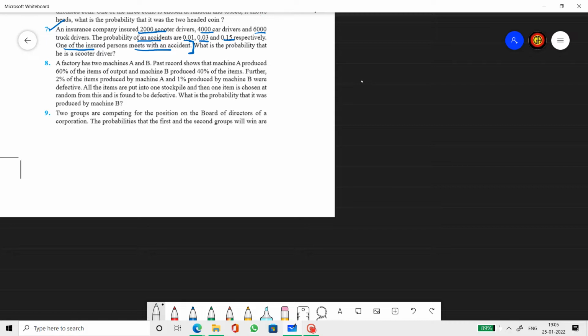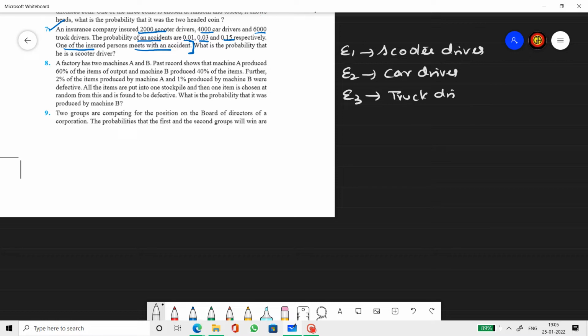So let E1 be selecting a scooter driver. If you want you can write all the events. Let E2 be selecting a car driver. Let E3 be selecting a truck driver. Let A be meeting with an accident.